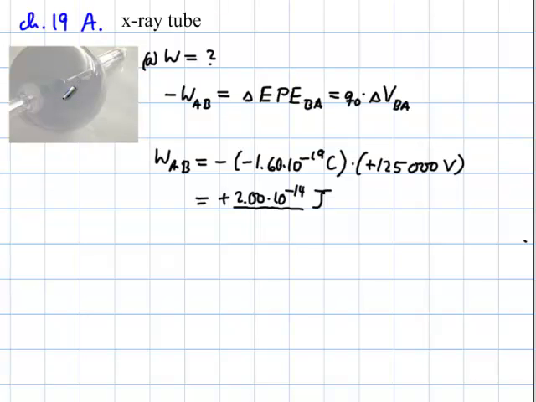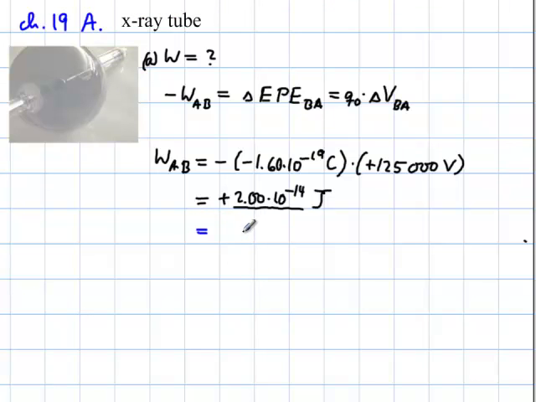The 2.00 times 10 to the negative 14 joules is correct, but notice that it's a really small number, and in high energy physics we like to introduce a different kind of unit that makes it really easy to deal with.